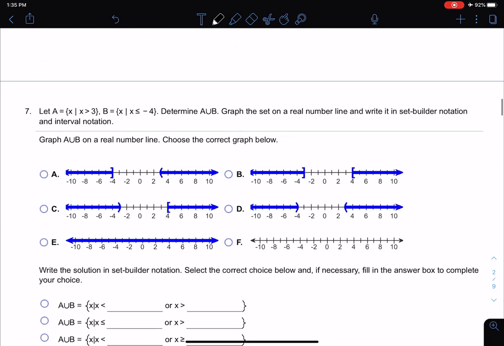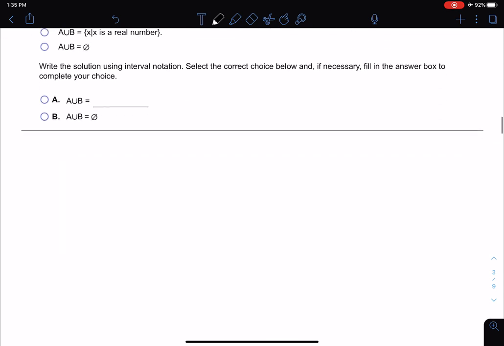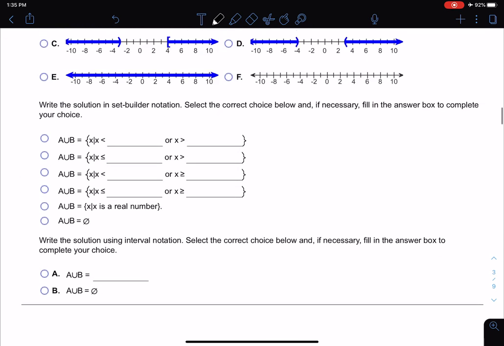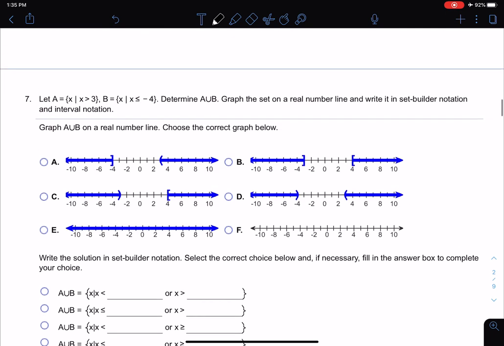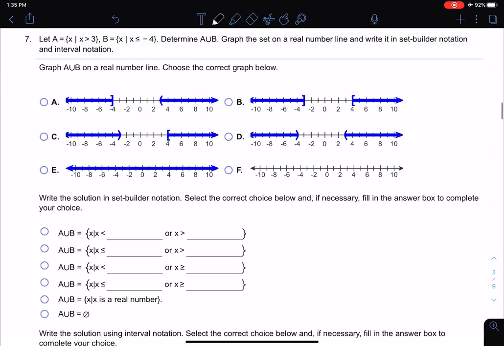Okay, moving right along. Number 7. Do I have space to work? Yes, I do. Awesome. Wait, did I have space to work? Oh, yeah, I do. Okay, sorry about that.